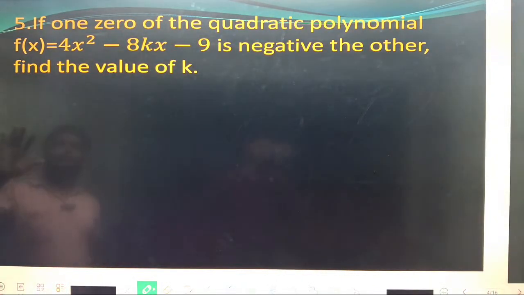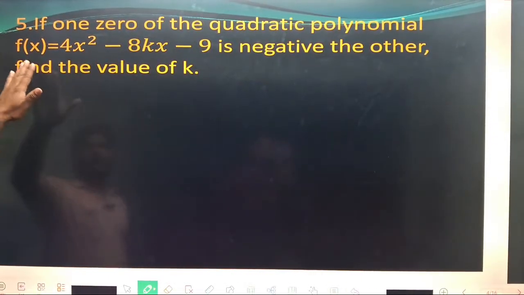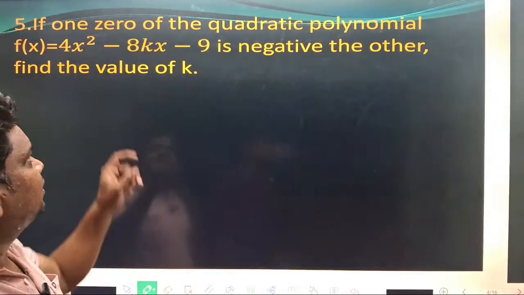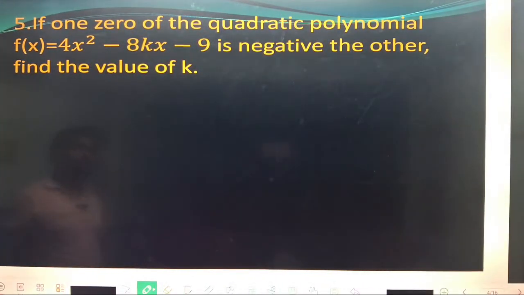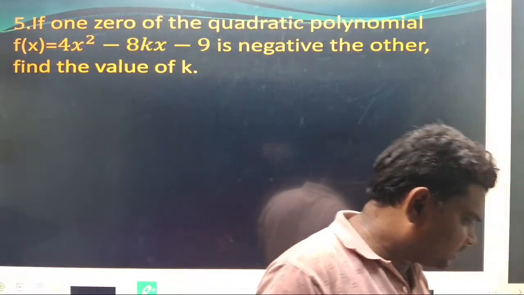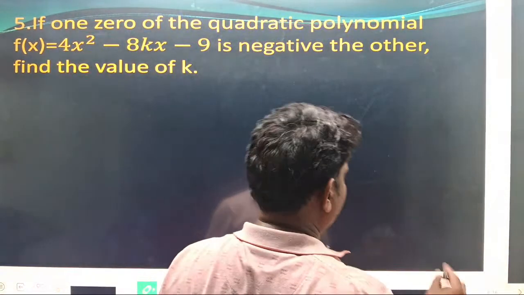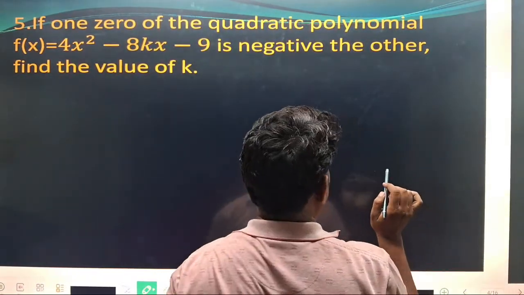Hello. You see here, if one zero of the quadratic polynomial f of x equals 4x square minus 8kx minus 9 is the negative of the other, find the value of k. What is the value of k? The concept is that if one zero is the negative of the other, just a concept for objective questions.